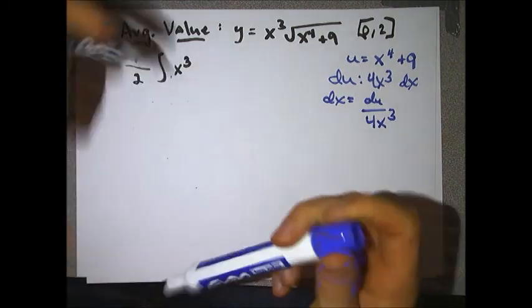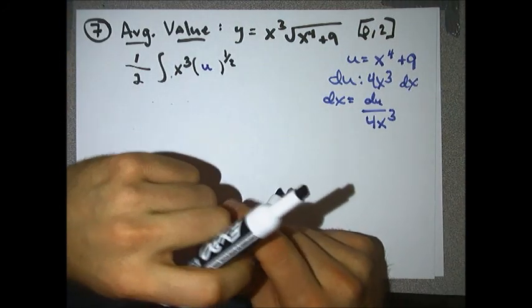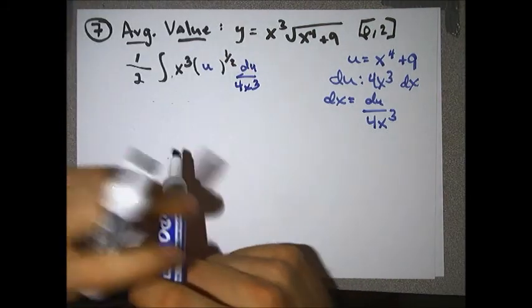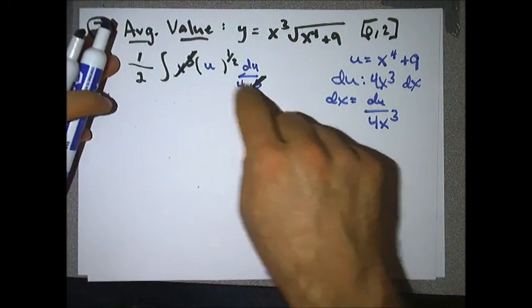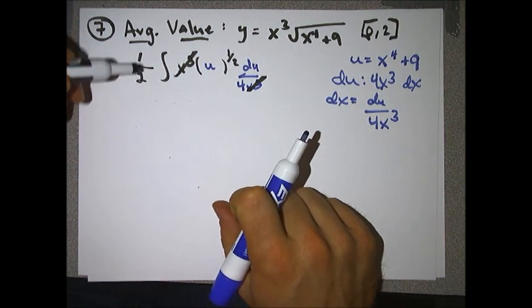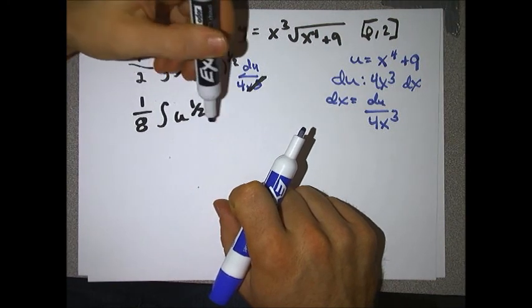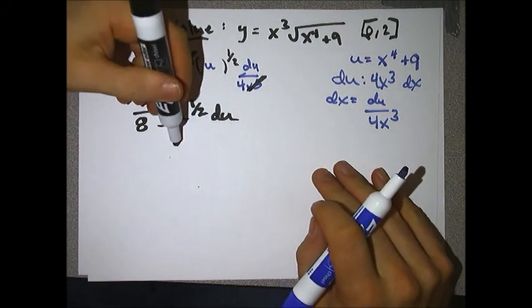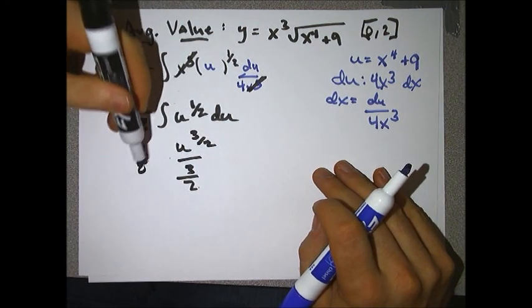And when we plug this in now, this is going to be to the 1/2. Now this is our u, and then du over 4x to the 3rd. The x to the third cancel, and we need to pull out a 4, but it's a 4 on the bottom, so I'm pulling out 1/4. But when I pull out 1/4 and there's already 1/2 out here, it turns to 1/8 u to the 1/2 du. So now we integrate u to the 1/2. When you integrate, it is going to be u to the 3/2 over 3/2. Don't forget there's a 1/8 coming down.